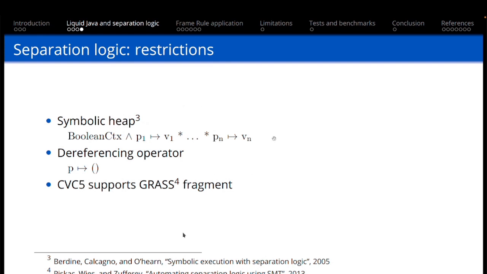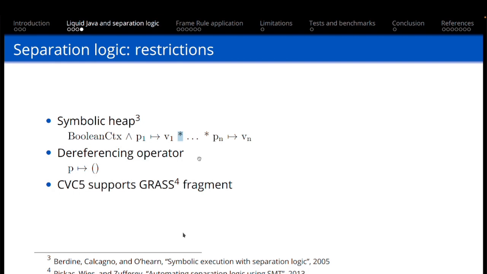As we implemented our separation logic part for Java symbolic execution, it has a state. The logical state of our symbolic execution procedure can be in the form of a Boolean context conjoined with a simple heap description. So no nested pure Boolean statements inside, only points-to predicates and separating conjunction.